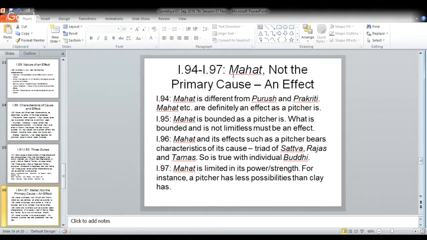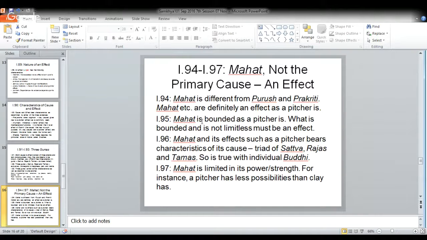1.94 to 97. Mahat is different from Purush and Prakriti. Mahat, etc. are definitely an effect as a pitcher is. So somebody raised an objection: could Mahat also not be a cause like Purush and Prakriti? Then Kapil is not accepting it and then giving further reasons.